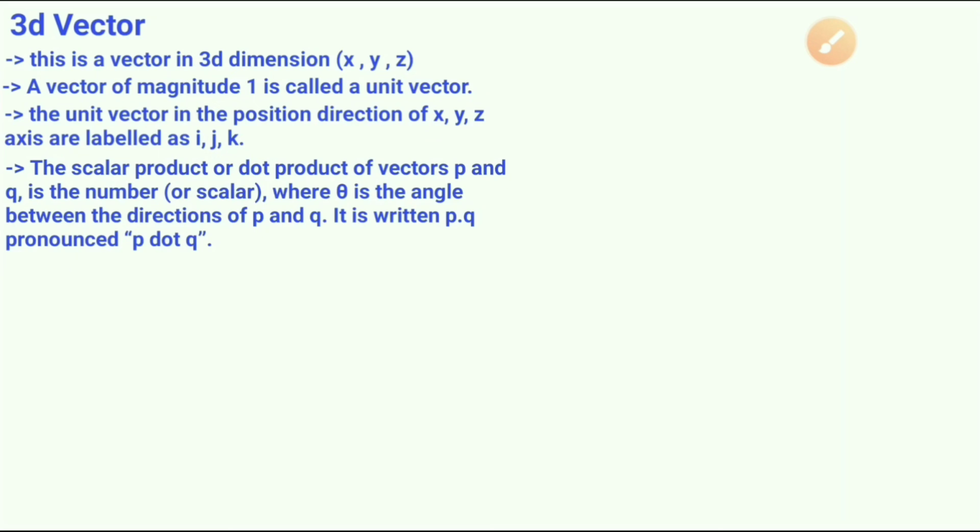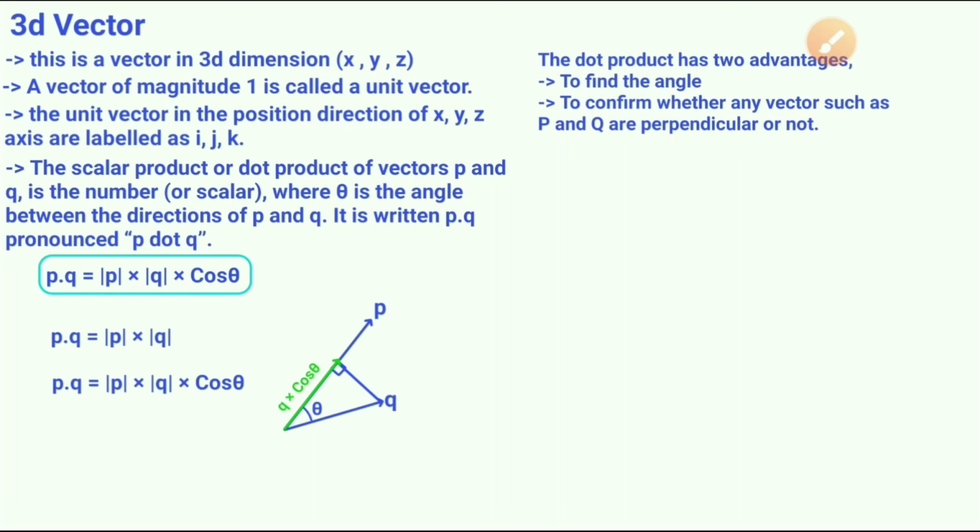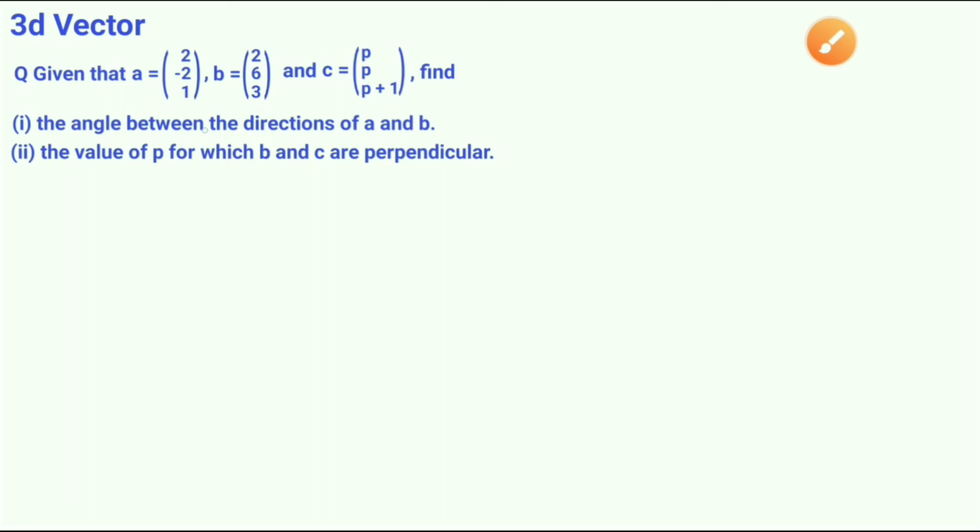The scalar product or dot product of vectors p and q is a scalar, where theta is the angle between the directions of p and q. It is written p dot q, pronounced p dot q. The main purpose of using the dot product is to find the angle between the two, and to know whether the two vectors are perpendicular or parallel. It has two advantages: to find the angle and to confirm whether vectors such as p and q are perpendicular or not. If they are perpendicular, cos 90 is 0, so p dot q is equal to 0, which means these two vectors are perpendicular.